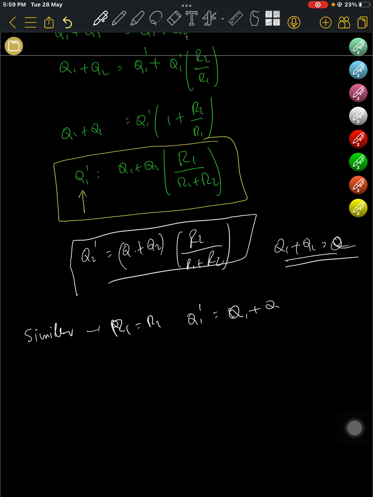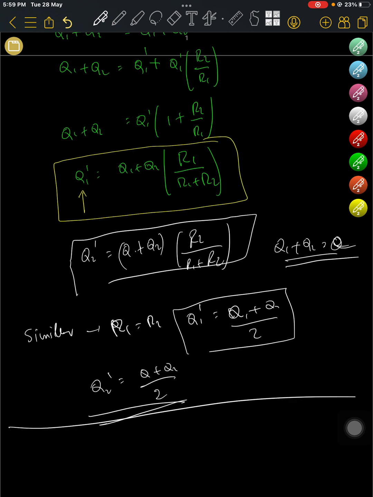R by (R plus R) is 1 by 2. So this will be the new charge. And even for the second sphere, q2 dash is equal to (q1 plus q2) by 2. So that's it. Hope this helps you.